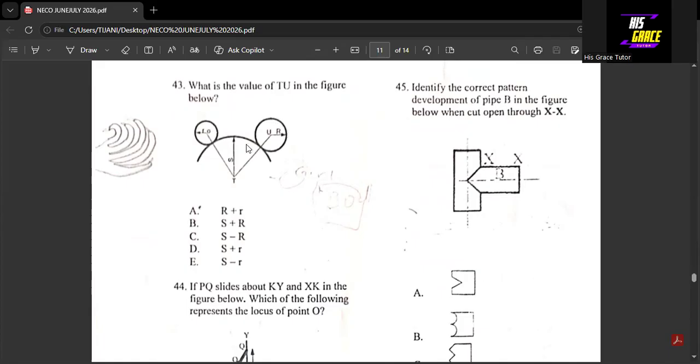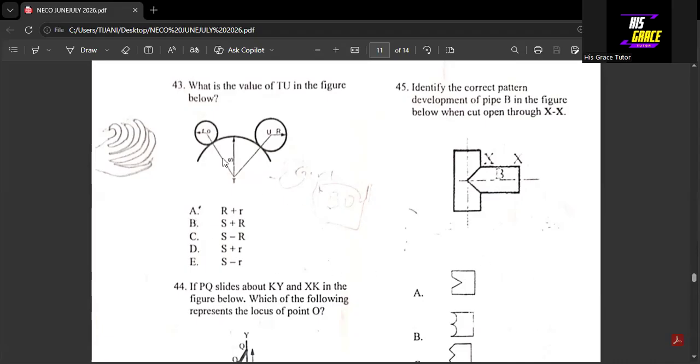So when we have an arc like this that touches the external part of these two circles, we are going to add the radius of this circle and the radius of this arc. The radius of this arc is S, and the radius of this circle is capital letter R. So the answer to this question is S plus R, capital letter R. So the answer is option B, is the answer to question 43.